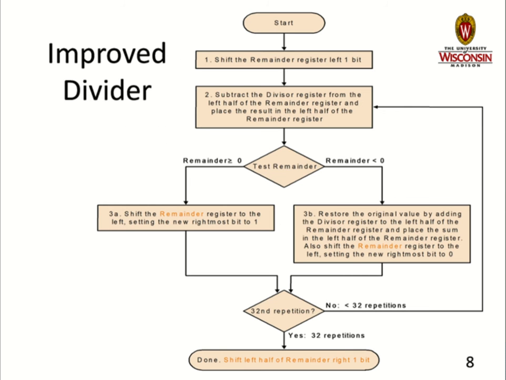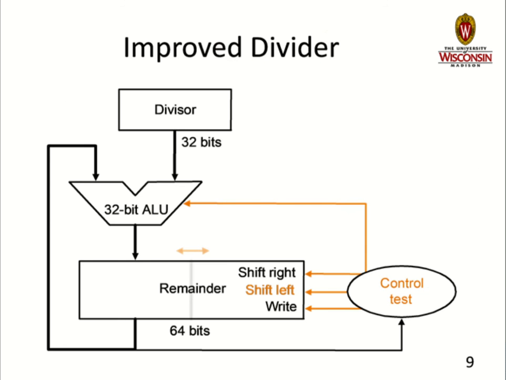Here's what the revised flowchart looks like for the improved divider. It's very similar to the earlier one. I'm not going to walk through this in detail. I'll leave that as an exercise for you, the listener. And here's the data path.